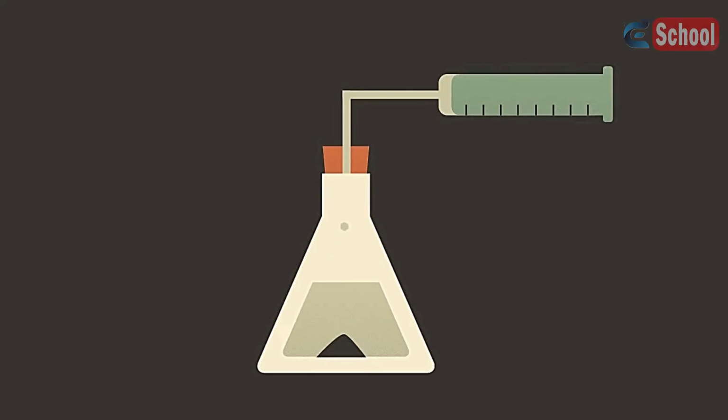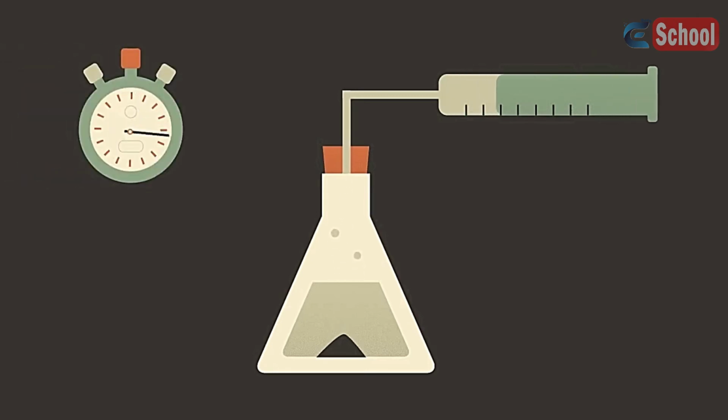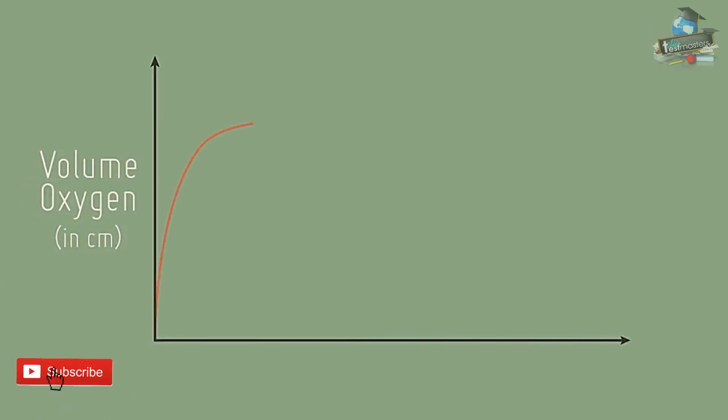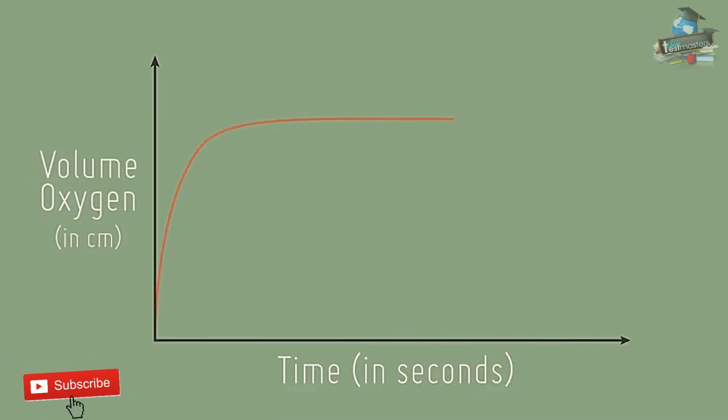You will see that fizzing happens, which shows that oxygen gas is being produced. This is an exothermic reaction, meaning that heat energy is released. The volume of oxygen evolved can be recorded at specific time intervals. Plotting the volume of oxygen produced against time will give a graph that is similar to this one right here.